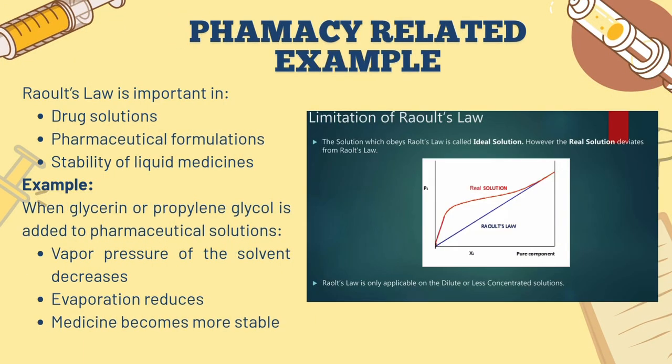A pharmaceutical example is when glycerine or propylene glycol is added to pharmaceutical solutions, the vapor pressure of the solvent decreases, evaporation reduces, and the medicine becomes more stable.